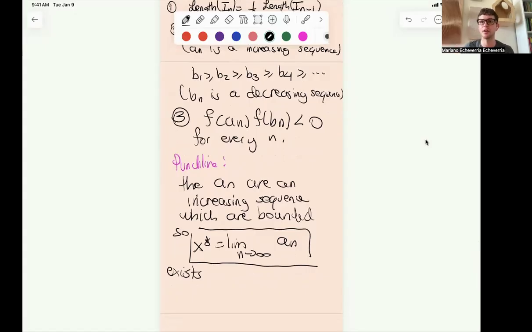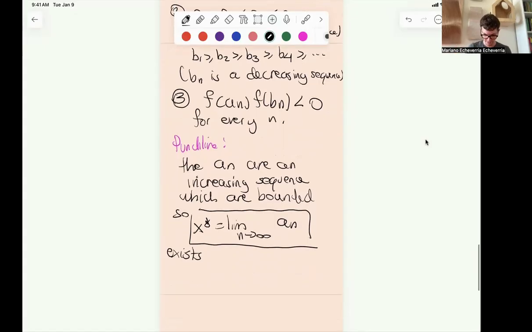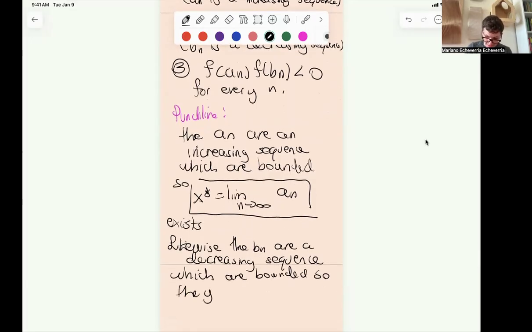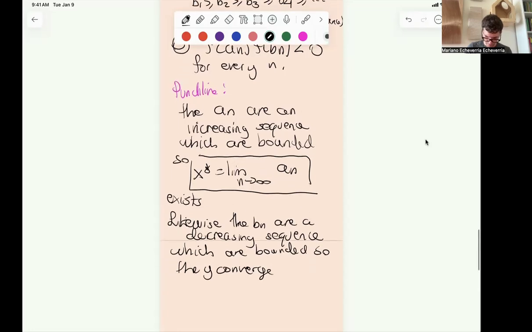Likewise, the BNs are decreasing and bounded, so they converge also. The nice thing is that the limit of both is the same, right? Why is the limit of both the same? Because the length of the intervals is going to zero, so the distance between the ANs and the BNs goes to zero. They cannot converge to different things.